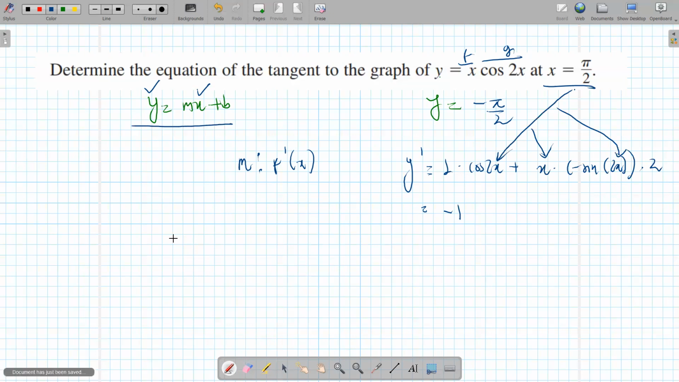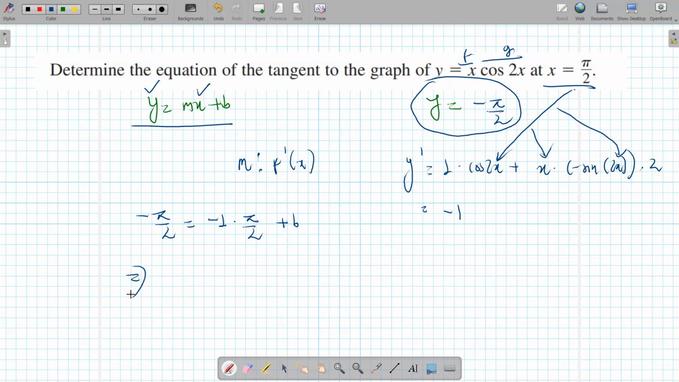Next, we're going to plug everything in here to find the y-intercept. So the y value we found earlier was negative pi over 2. M we found right now, it's negative 1. The x value is pi over 2, plus b. How do we find b? How do you solve this equation for b? You add 1. No, you cannot add 1. They're being multiplied here.